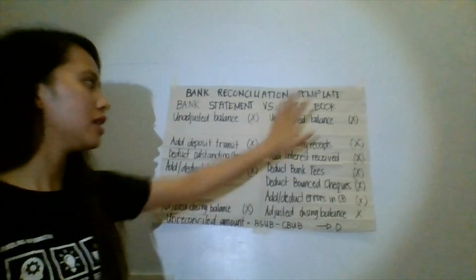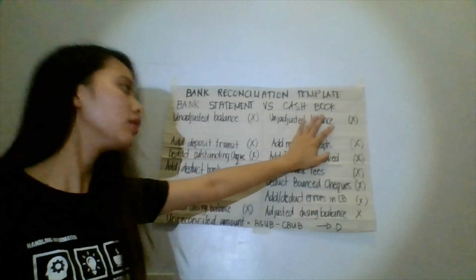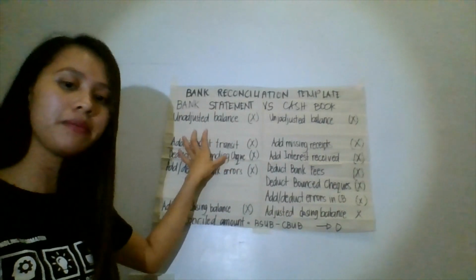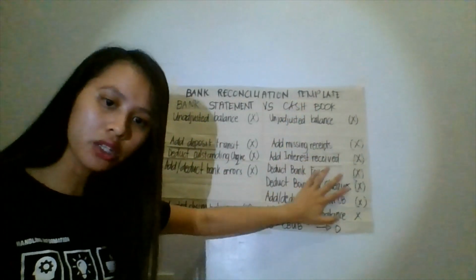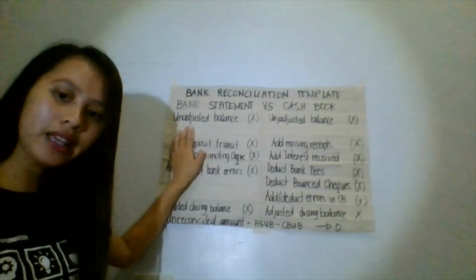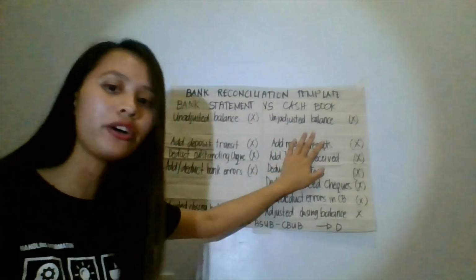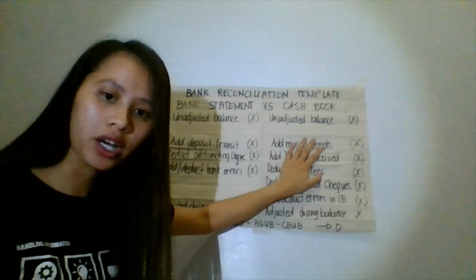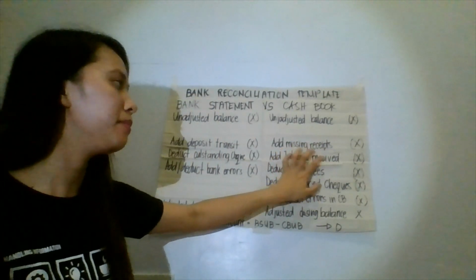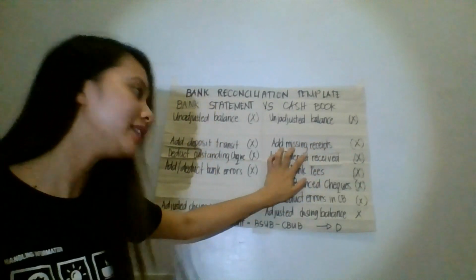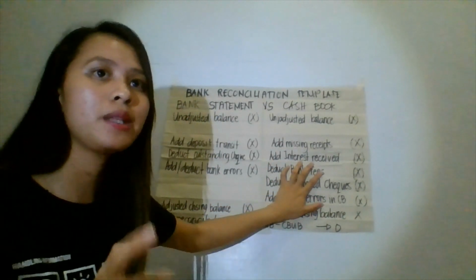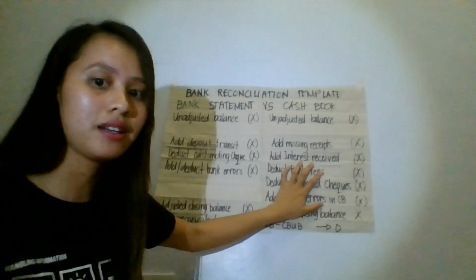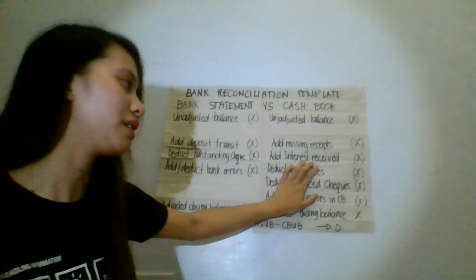Now the next thing is the cash book column, the same thing as with the bank statement. You are going to place here all of the transactions that have been recorded in the bank statement but not recorded in your cash book. So we have here the missing receipt, you can add that, and add the interest received, because as you deposit money, the bank gives an interest to it.